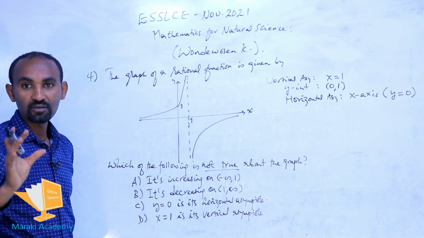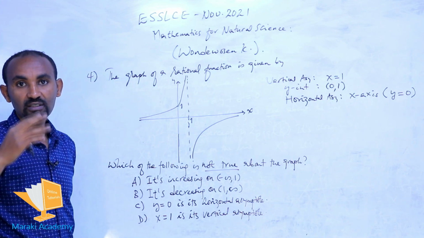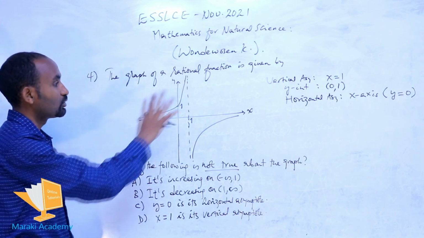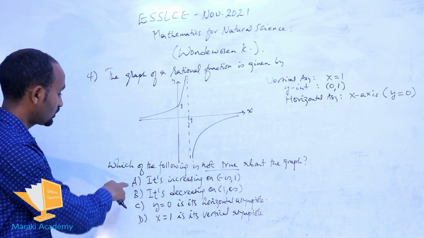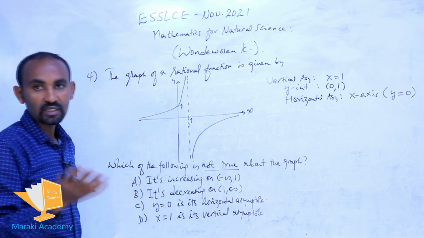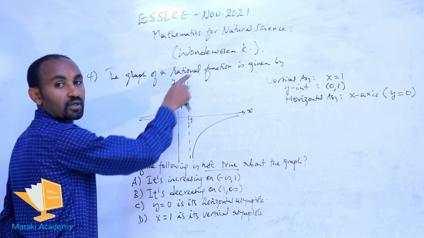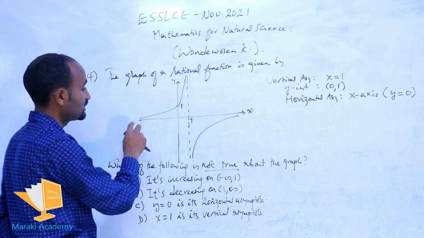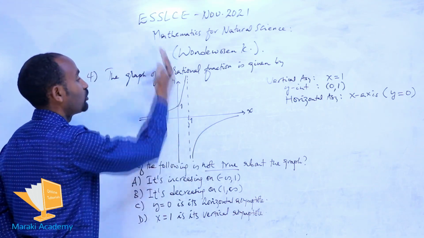We don't know the actual function. We don't know exactly the function of this graph. But we can study its behavior. So now let's come to the choices. Choice A: it is increasing. Okay, we can talk about increasing and decreasing. For example, here, as you can see, the function is increasing: as x increases, y increases. As x goes to the right, y is going upwards.